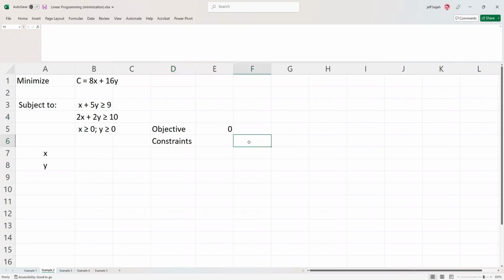And I can do the same thing we did in the previous one, right? Remember, this is 9 and 10, so it's going to come here and say 9, and here's 10. And so now our constraints: the first is equal to X plus 5Y. And the second one, 2 times X, right? So it's going to be 2 times X plus 2 times Y.